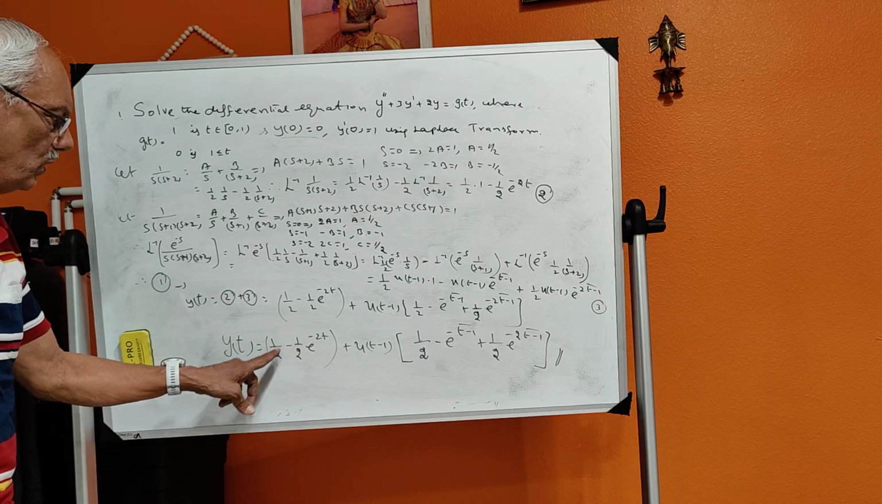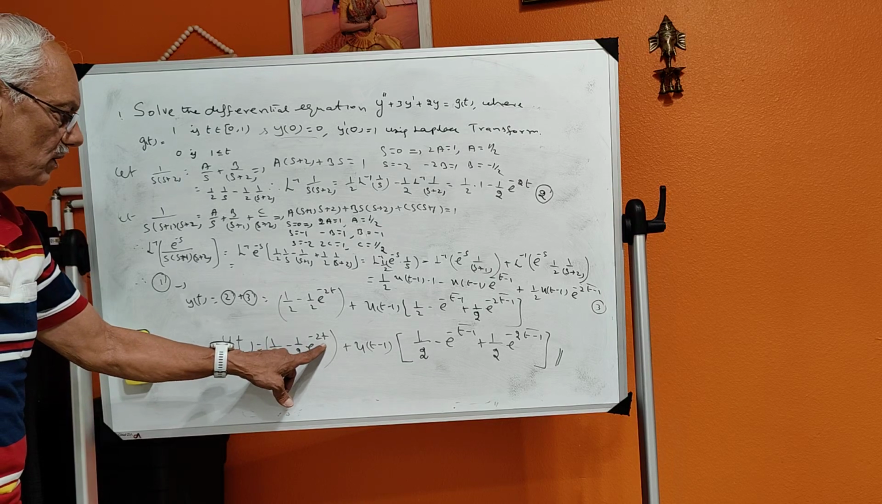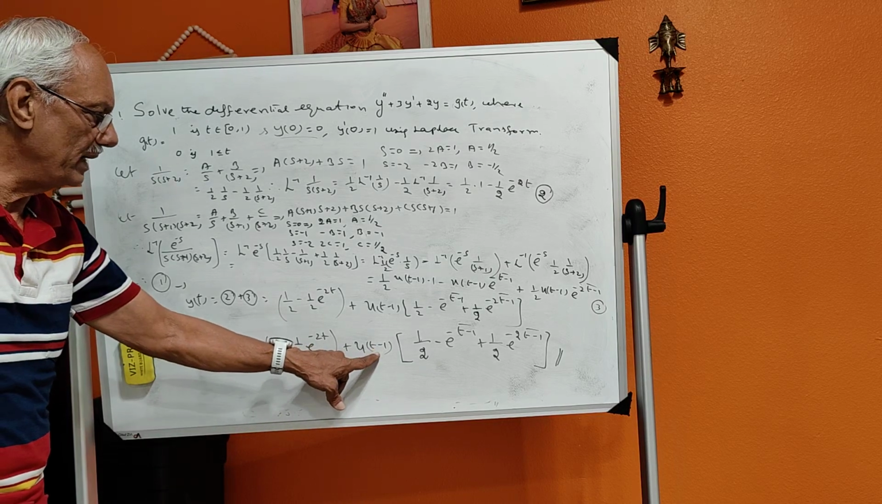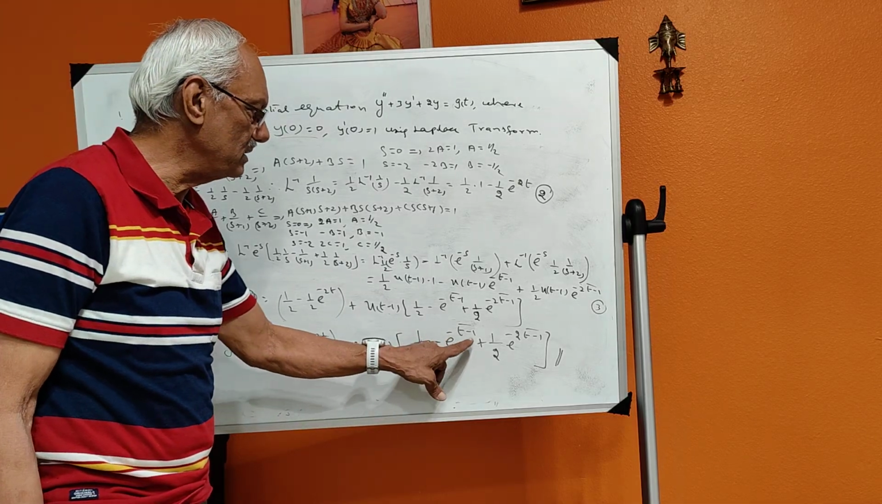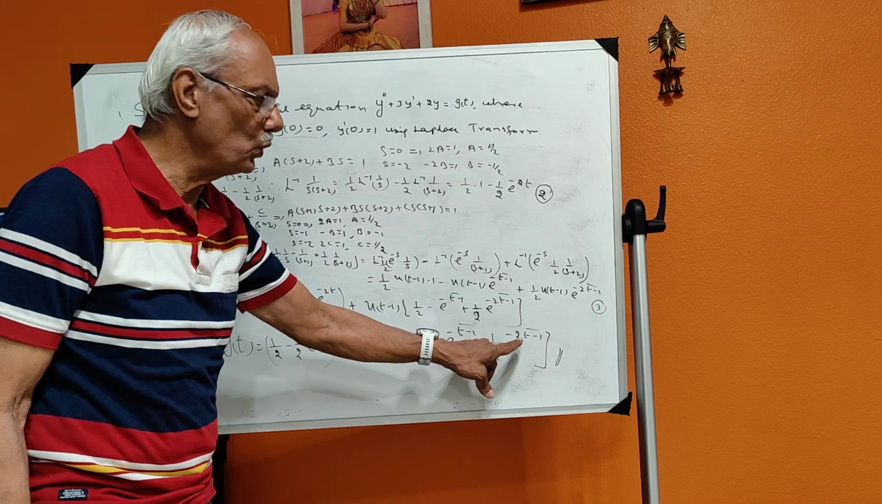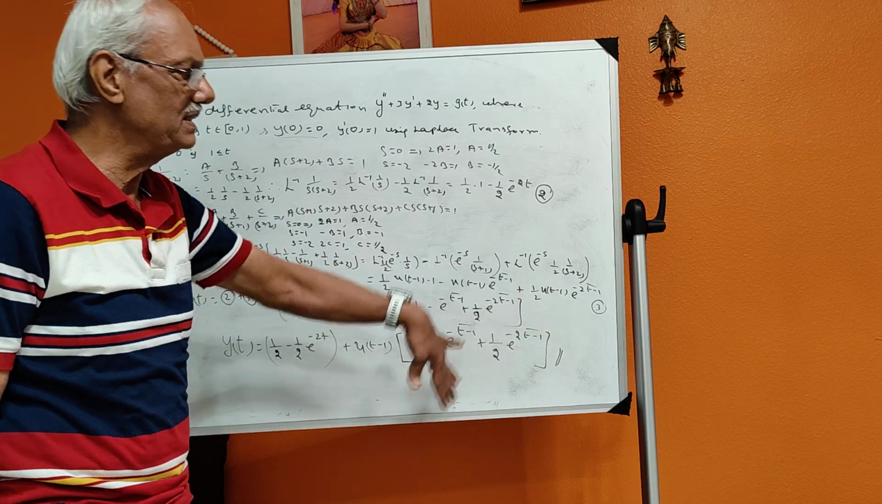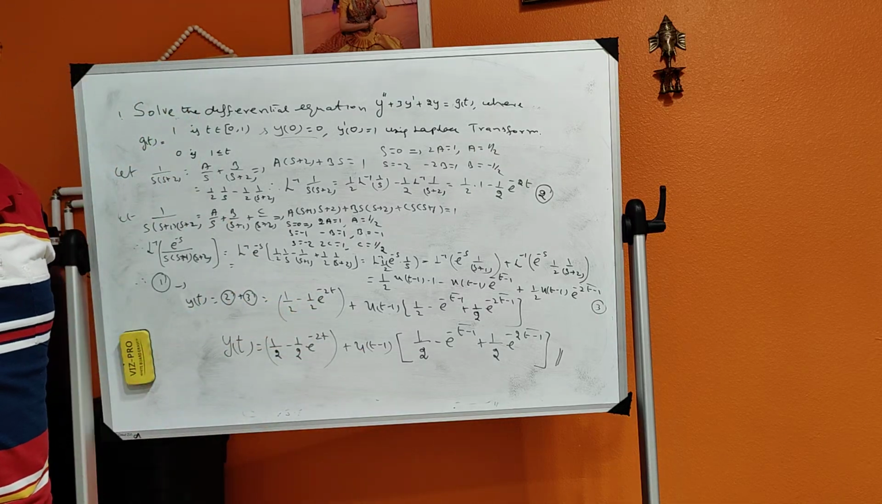Therefore y of t is equal to half minus half e to the power of minus 2t plus u of t minus 1 within brackets half minus half e to the power of minus t minus 1 plus half into e to the power of minus 2t minus 1 within the bracket. This is the answer. So this is how we did. This is an important problem. Take care of it. Thank you.